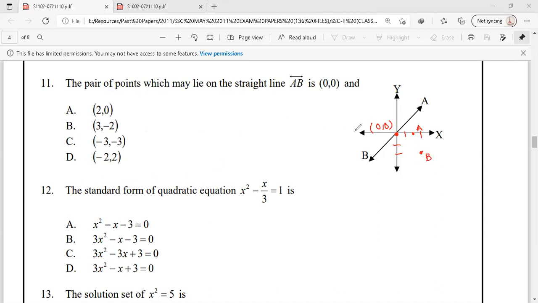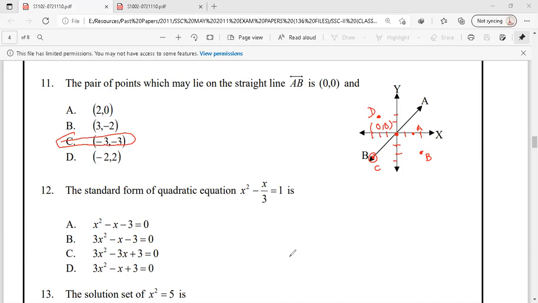Option C is minus 3 comma minus 3. So this is minus 1, minus 2, minus 3 and minus 1, minus 2, minus 3. So this point lies here. So this is our point C. Similarly, minus 2 comma plus 2. So the point minus 2 and plus 2 will lie here. So as we can see, there is only one point that lies on this line AB, that is minus 3 comma minus 3. Option C is the right answer.